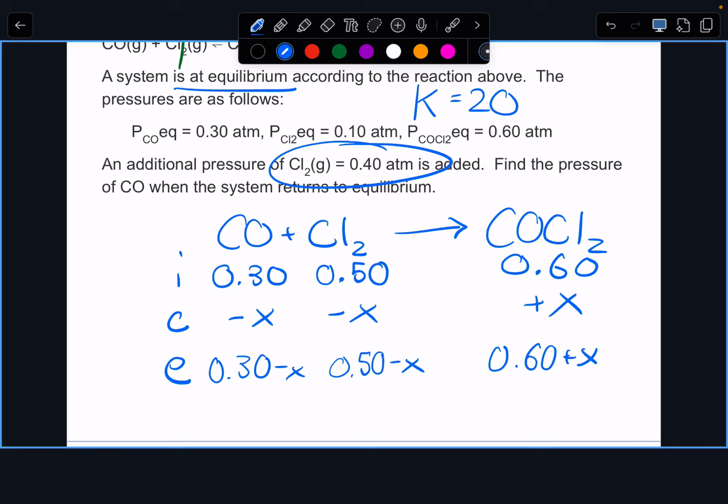So then the question says, find the pressure of CO when it returns to equilibrium. So that's this. So we can calculate X and subtract it from 0.3, and that will tell us what that new pressure is.